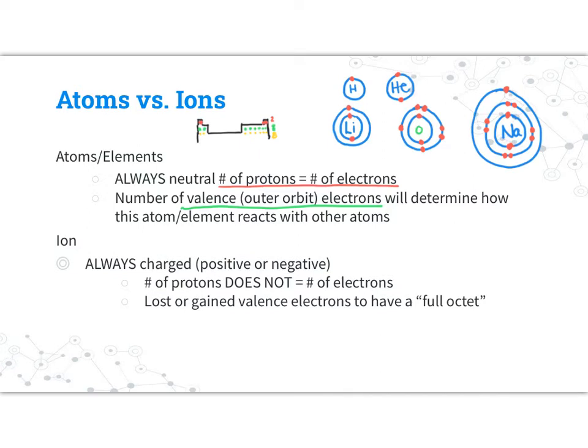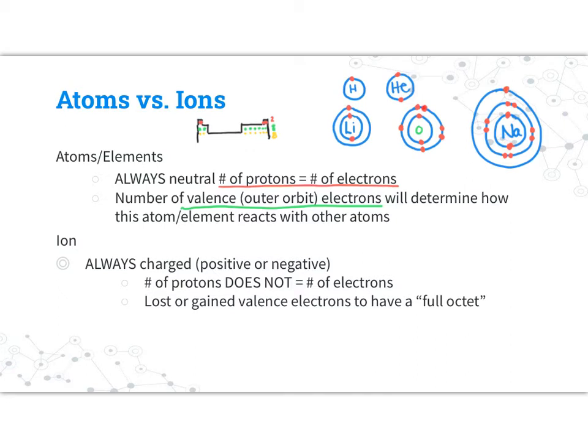All right. So let's go back to our definitions of atoms and elements. The number of valence or outer orbit electrons will determine how this atom or element reacts with other elements. It's easy for their outer orbital to become empty by just getting rid of this electron. Rather than filling it up by taking on 7 more, it's a lot easier to just lose 1. So sodium kicks out an electron.